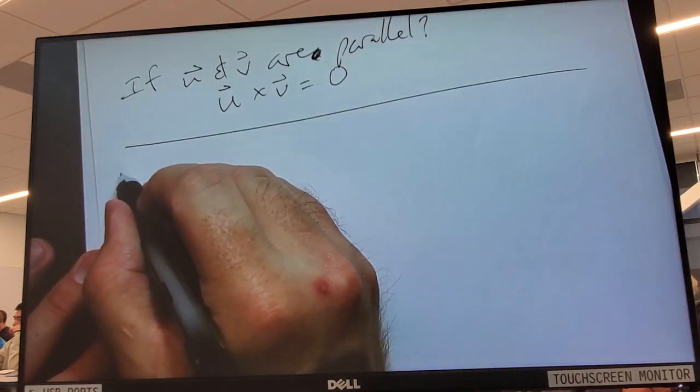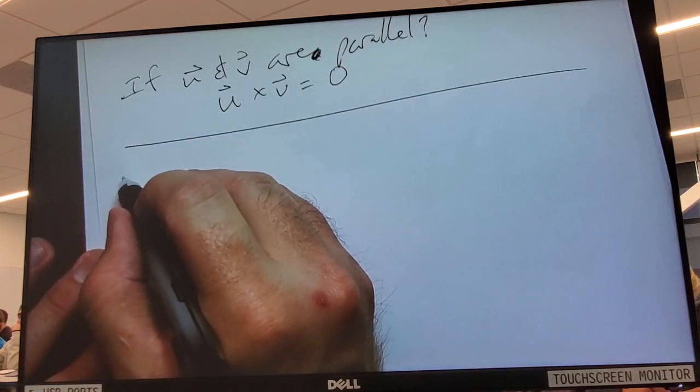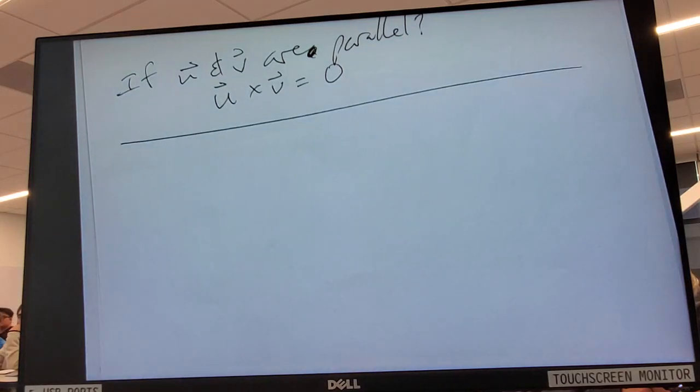How many of you took differential equations? Anybody? Again, it's not a prereq, but anybody take it? Yes, a few of you. There's an idea called the Wronskian.